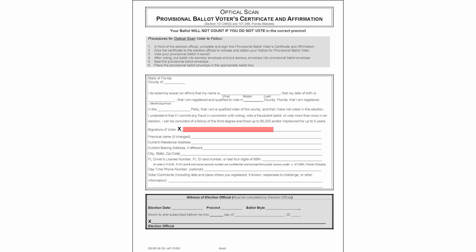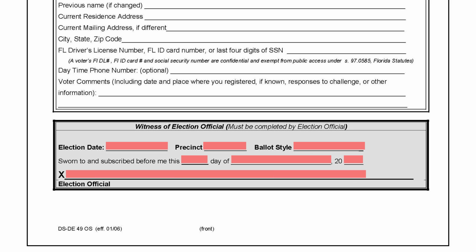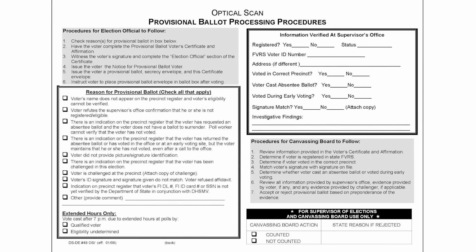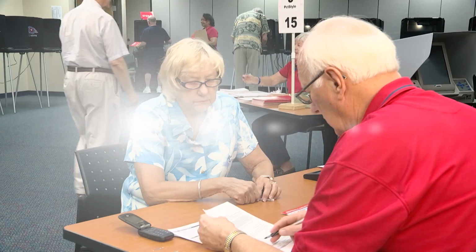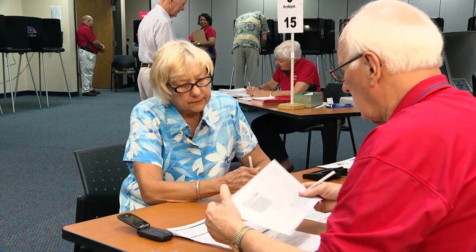In the Witness of Election Official section, enter the election date, the precinct number, and the precinct style number, then sign on the line that says Signature of Election Official. On the back of the certification affirmation envelope, check the reason for issuing the provisional ballot. If necessary, use the envelope to provide any additional notes or comments that would assist in determining the voter's eligibility.